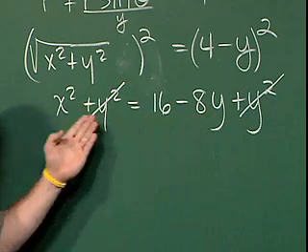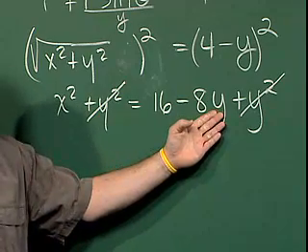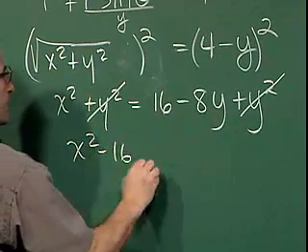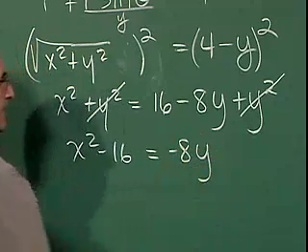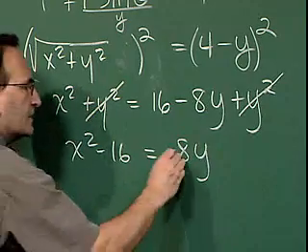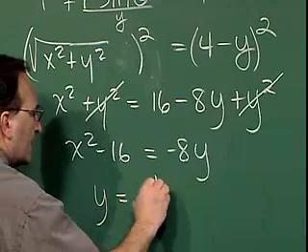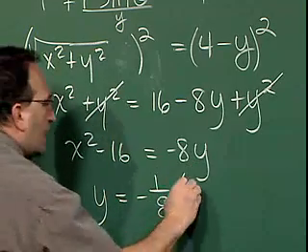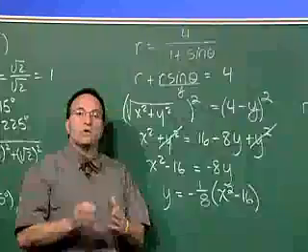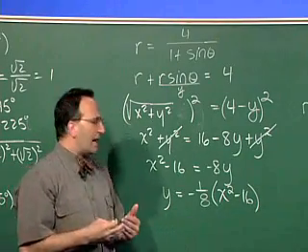This, hopefully you recognize as now being a parabola, with y being the variable I would like to isolate. So, subtract 16 from both sides, and I have x squared minus 16 equals negative 8y. Divide both sides by negative 8, which I'm actually going to write in this form. Negative 1/8 of x squared minus 16. Okay, so now let's plug that into the graphing calculator and see what our graph yields.